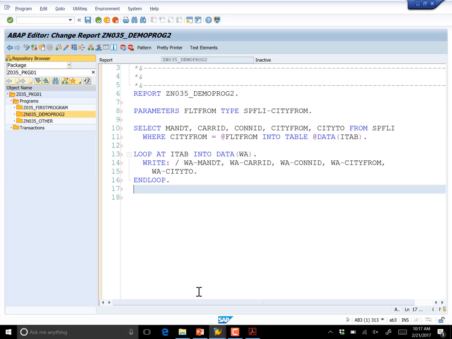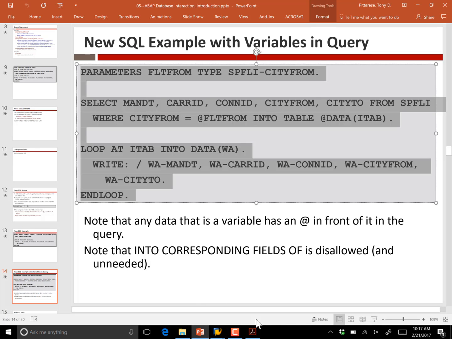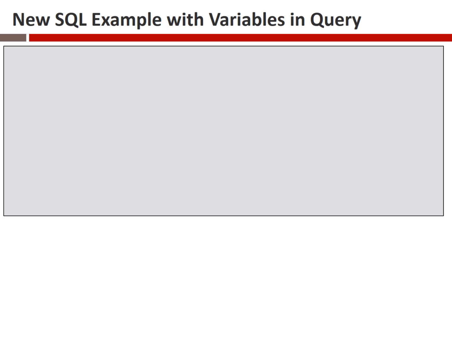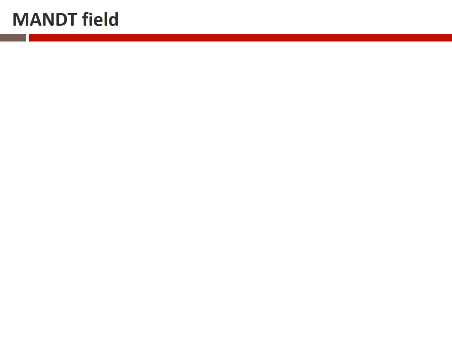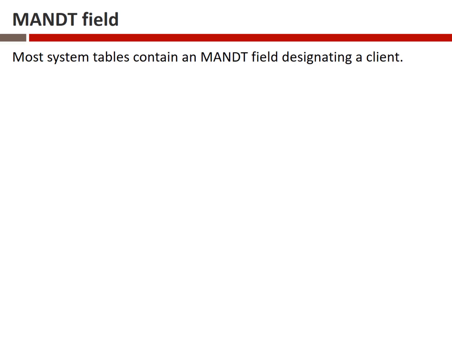All right. Let's talk about something that hasn't really changed. It was part of the old syntax and still is true in the new syntax, and that's the MANDT field. MANDT shows up in a lot of our database tables, and it designates the client associated with a particular set of data. Now, what's really interesting is this.